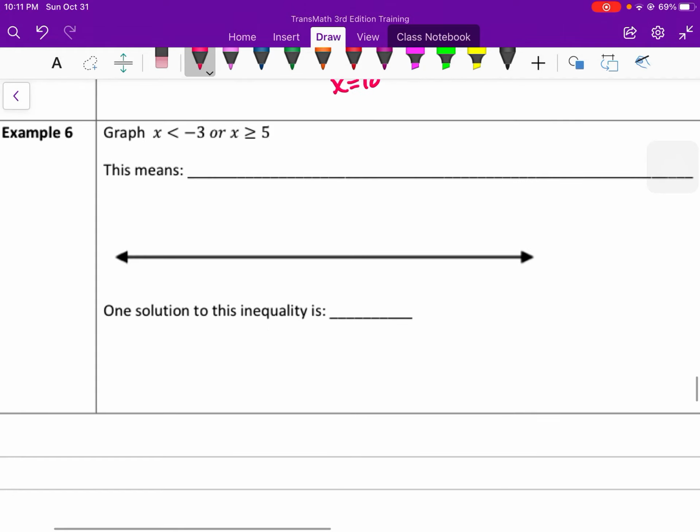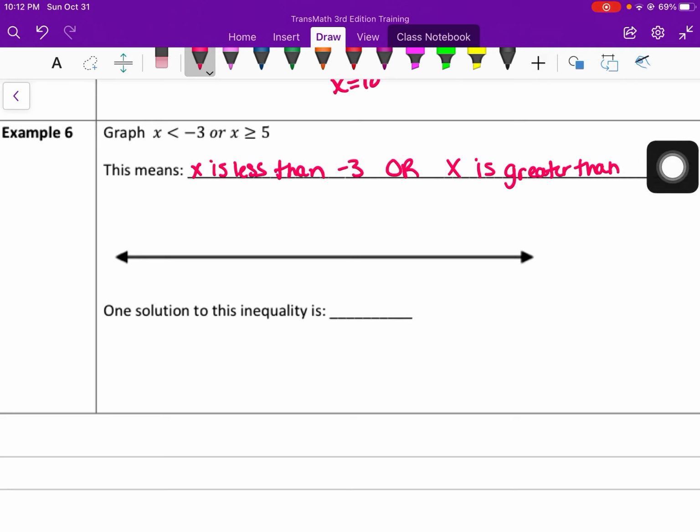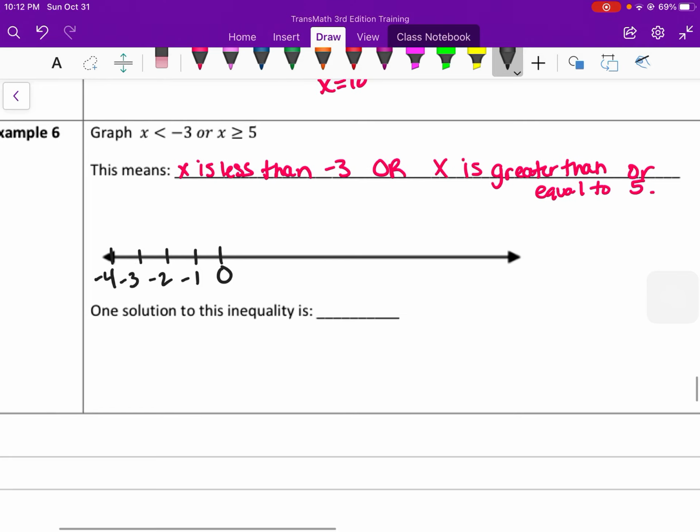We'll do one more for the video. This one means x is less than -3, or, and then the next one says x is greater than or equal to 5. So I got to graph some negatives. So I'm going to put 0 right here, and then I'm going to go -1, -2, -3, -4, and then 1, 2, 3, 4. Count that way.